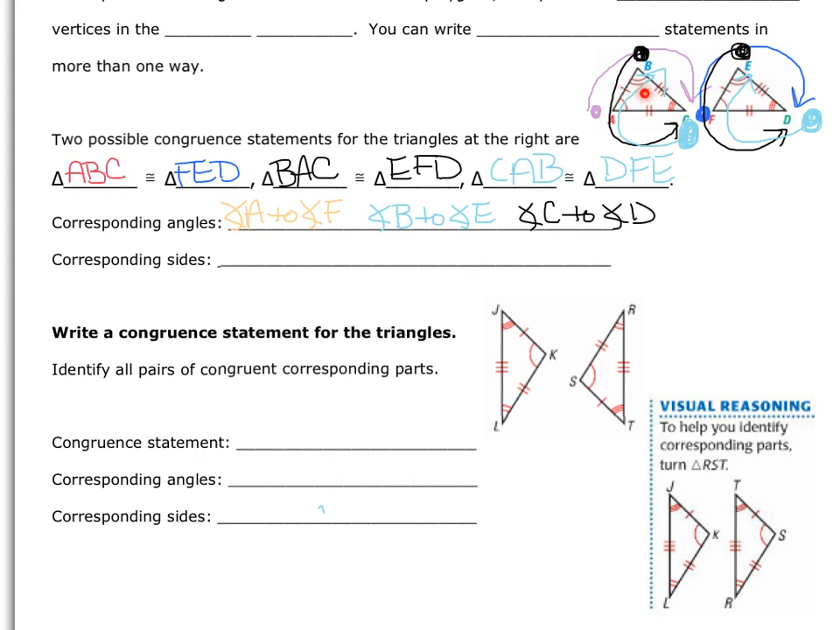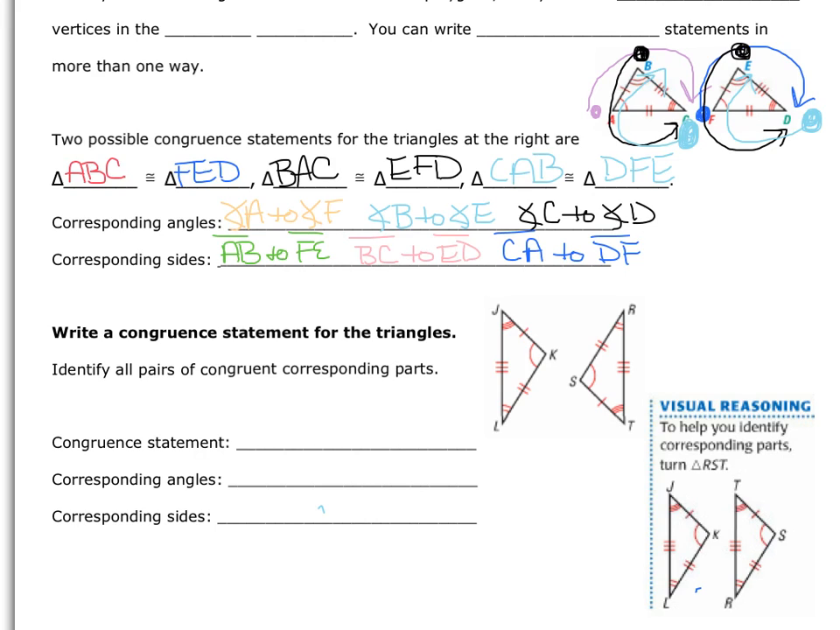And again, that's still marked. See how this has one tick mark and this side has one tick mark? So we can say that side AB is going to correspond to FE. Side BC is going to correspond to ED, and those are sides, so those are segments, so they need to have the little segment bar on top. And the last one, CA, is going to correspond to DF.